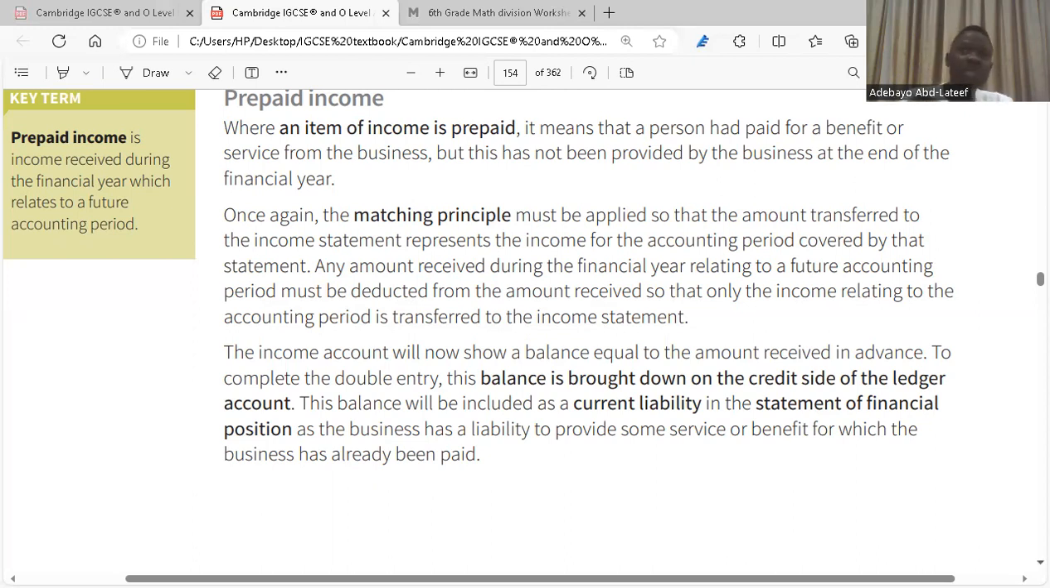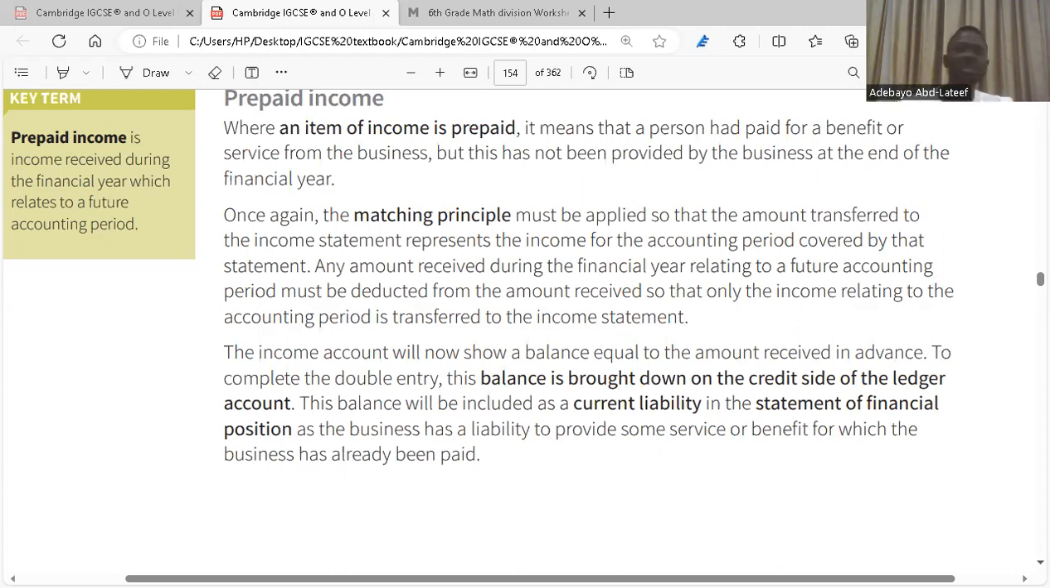So when you are preparing your income statement, you cannot record what you have not worked for in your income statement. That means you have to apply the matching concept. The income for this year must go with the expenses for this year. So the profit for this year must be taken away from the cost of this year. So there are some transactions that you have not done. So that should be recorded in your statement of financial position as prepaid income. Do you understand? So it becomes a current liability in your statement of financial position.